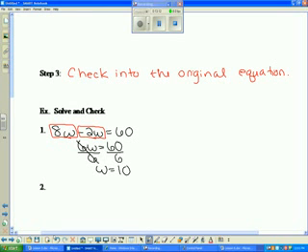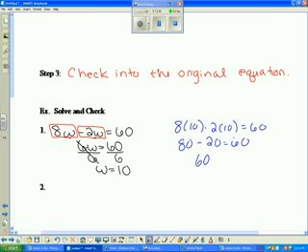Check. So to check, we plug it back into the original. 8 times 10 minus 2 times 10 equals 60. 8 times 10 is 80. 2 times 10 is? That is correct. So we get 60 equals 60.